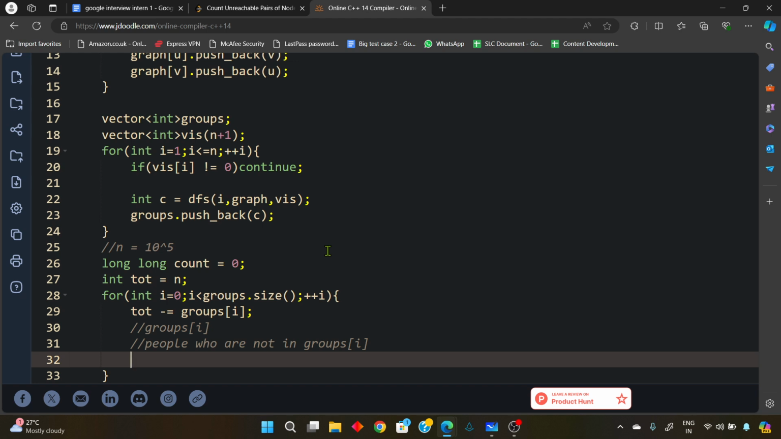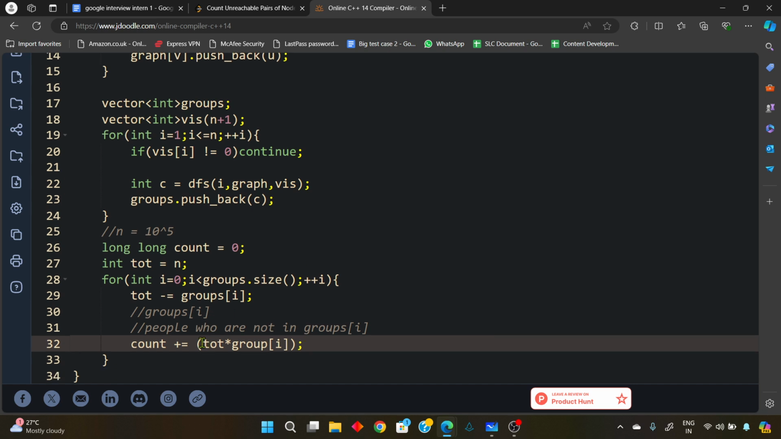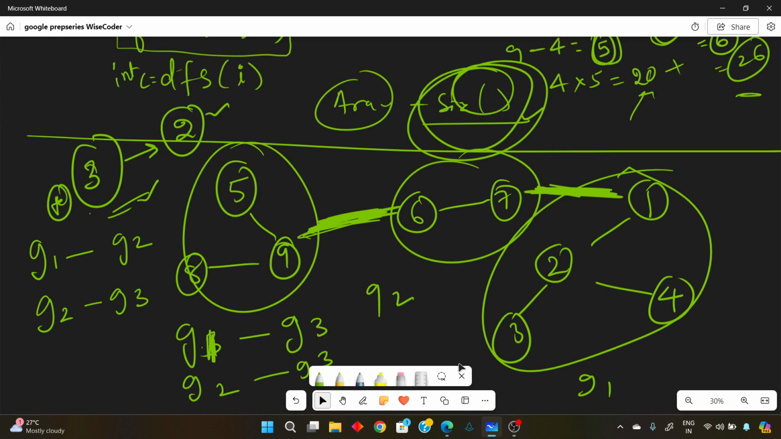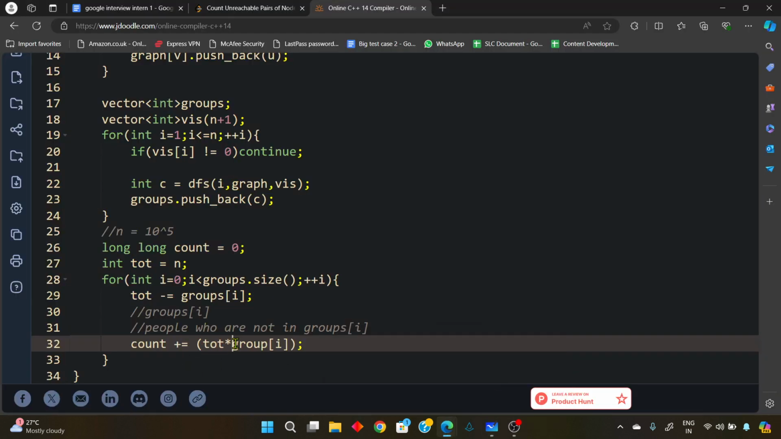Okay, so in this case, total pairs that are going to be formed is the total of how many people who are not part of this group and how many people who are part of this group. That is going to be added. What is this? People who are not part of this group. And what is this? People who are part of this group. Like these are the people, as I mentioned here, who are not part of your current group. And these are the people who are part of your current group. Okay.